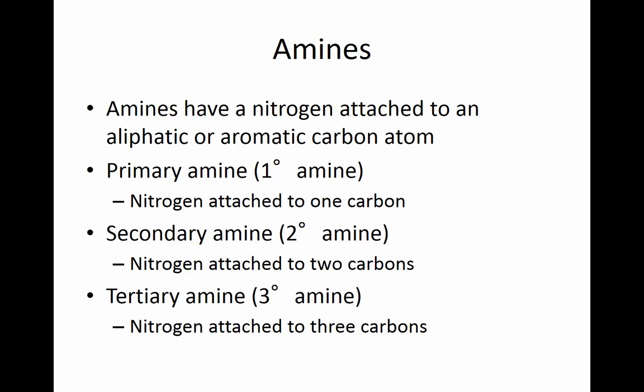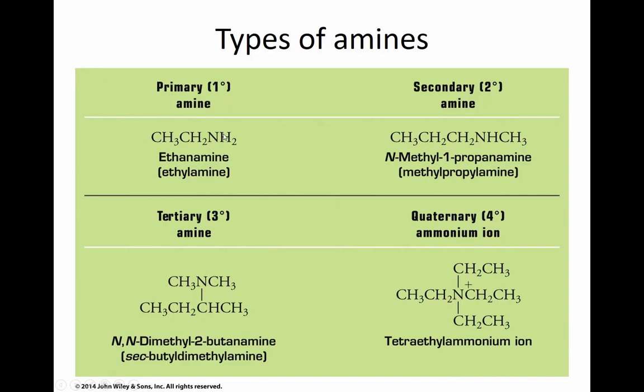Amines, we haven't really talked about amines much yet, but we will. Amines have a nitrogen attached to an aliphatic or an aromatic carbon chain. So we can have different kinds of amines depending on where they're located. A primary amine is a nitrogen that's attached to one carbon. A secondary amine has a nitrogen attached to two carbons, and a tertiary amine has a nitrogen that is attached to three carbons. And we can see this here in this chart.